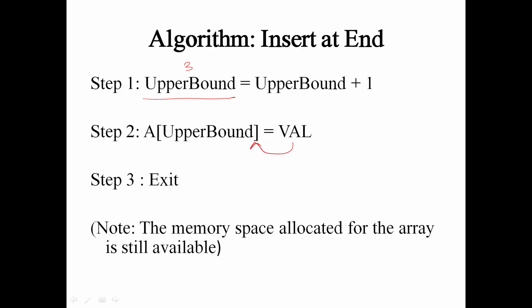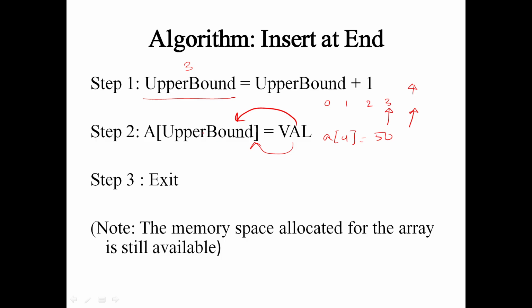Suppose previously we had elements at index 0, 1, 2, 3. The fourth index is freely available. Your upper bound was 3. Now increase the upper bound: 3 plus 1 becomes 4. And at the fourth index, you insert your new value. So A of 4 is your new value, for example 50. And then exit. That's all. Very simple operation.